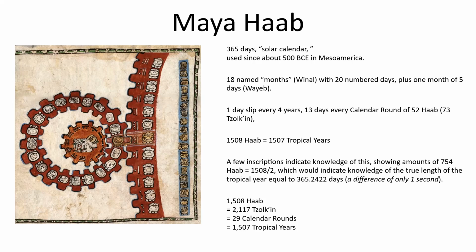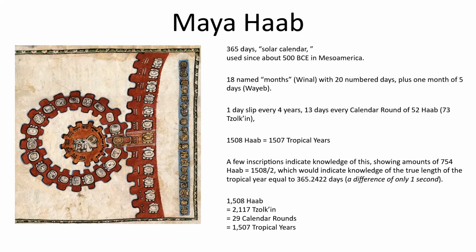Now, the Maya and the other cultures of Mesoamerica also had a solar calendar that was 365 days. In Yucatec Maya, it's called the Haab. The Quiche Maya of Guatemala call it the Haab as well. Very similar. It has 18 what I'll call months, although they're not exactly lunar months. They have 20 numbered days, and there are 18 of those months. And so that gets you up to 360 total days. And then there's one special month, which is called the Wayeb, that has just 5 days in it.